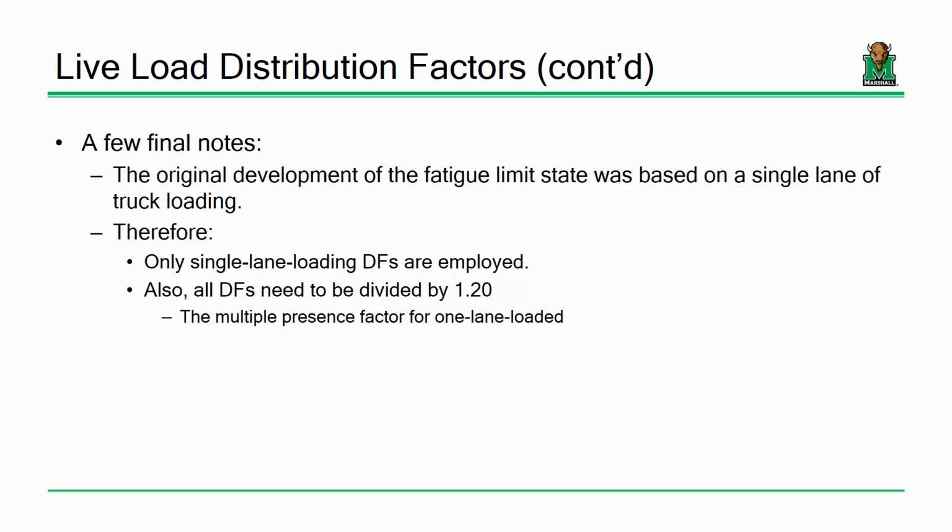What else? Okay, a few final notes. When you're doing the fatigue limit state, remember the fatigue truck is just a single truck. So we only use those single lane loading scenarios. And because we are enforcing it's only a single truck, we don't use multiple presence. So you need to make sure that you're dividing that 1.2 out when you're doing fatigue, okay? Because we're not dealing with multiple trucks on the bridge. We're only counting that single truck going over and over.